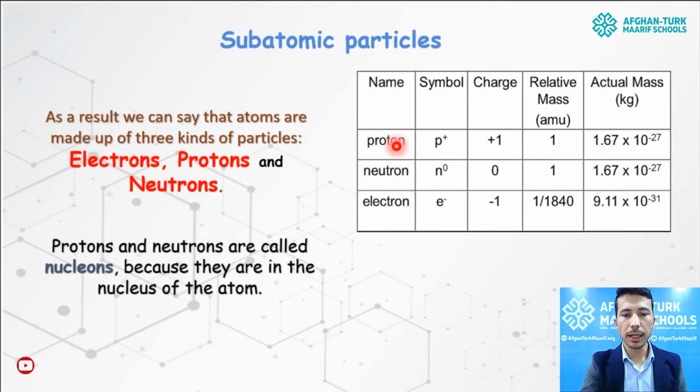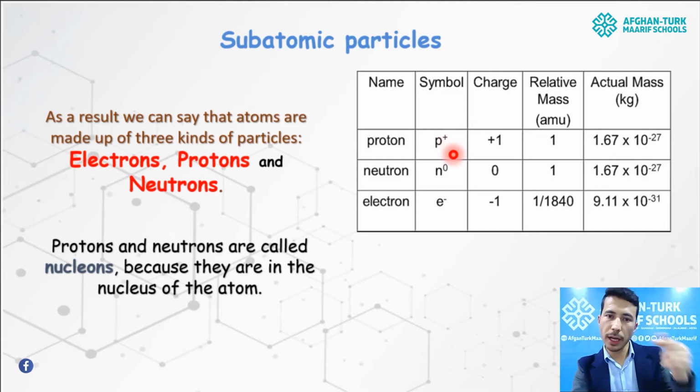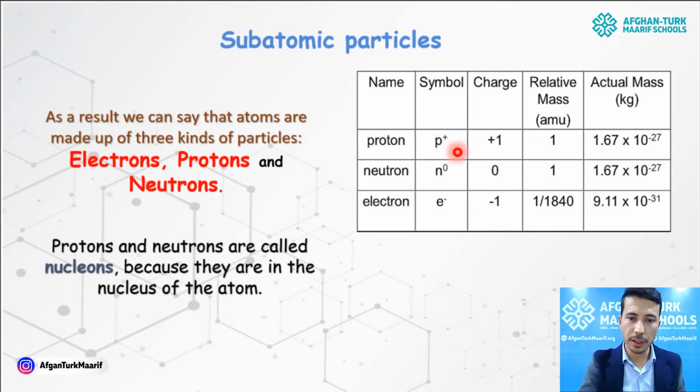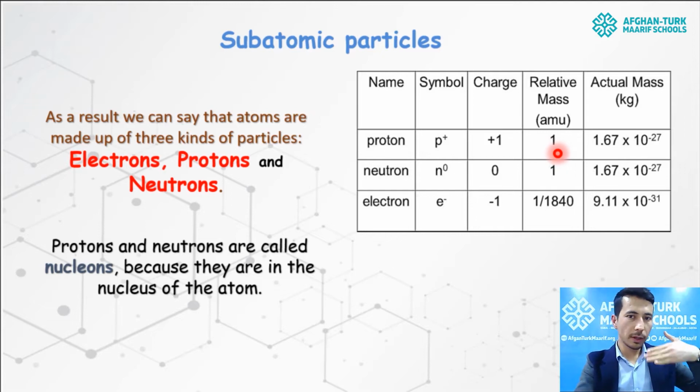What's the symbol of proton? The symbol of proton is P, or P plus, because why plus, why positive? Because it has a positive charge. What is the charge of a proton? +1. What's the relative mass? 1 AMU. We will study relative mass maybe in our next lessons. Actual mass is 1.67 times 10 to the power of minus 27 kilogram. This is the actual mass of one proton.